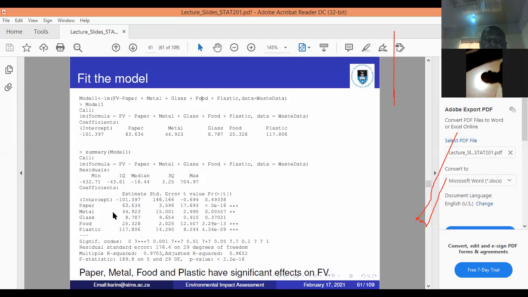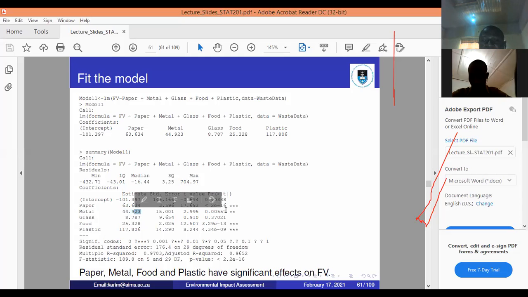Then we looked at the metal. And the metal, we said 44.92. So that means the rate of increase in the fuel value for every unit increase in metal content is 44.92. And it's also significant because the p-value associated with that is less than 0.05.